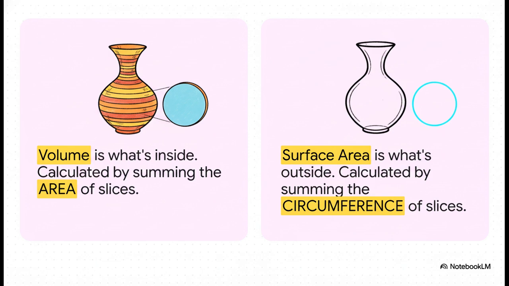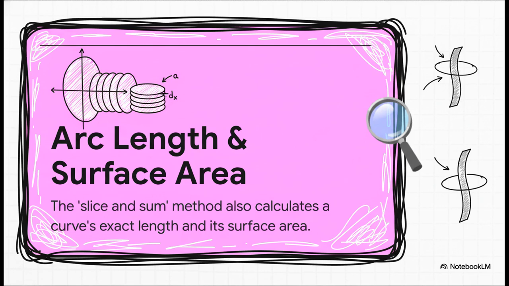To get the volume, we added up the area of all our slices. But to get the surface area, we just add up the circumference of all those same slices. So that exact same core logic, break something complicated into an infinite number of simple little pieces and then add them up, can also be used to find the exact length of a curvy line, which we call arc length, and it can find the total surface area of those solids of revolution we were making. It's an incredibly versatile concept.